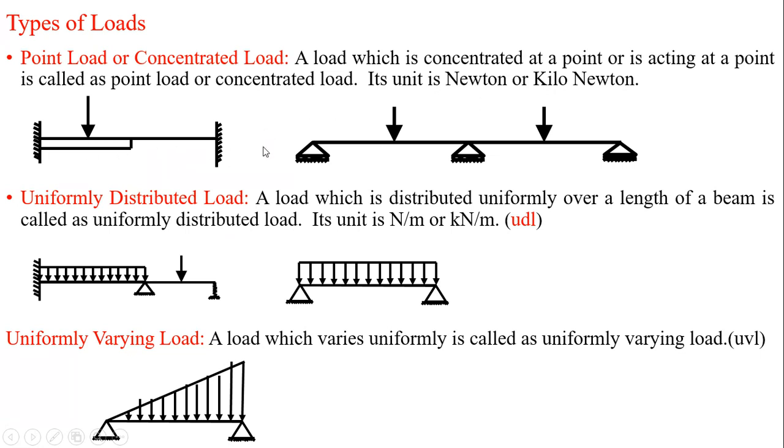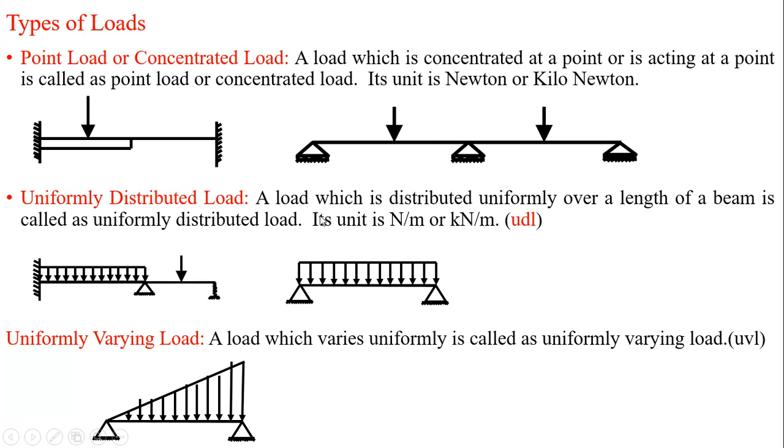For example, here in these two figures, in the first figure at the end a fixed support is provided and one vertical load is shown. This load which is concentrated at a single point is called a point load or concentrated load. Similarly in the second figure also, these two vertical loads act at single points, which are nothing but point loads or concentrated loads.